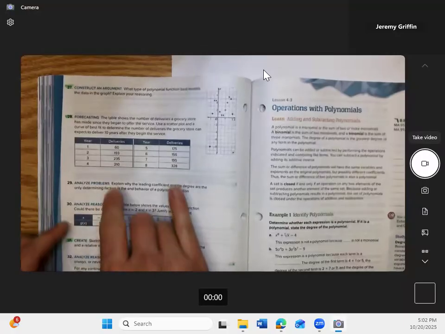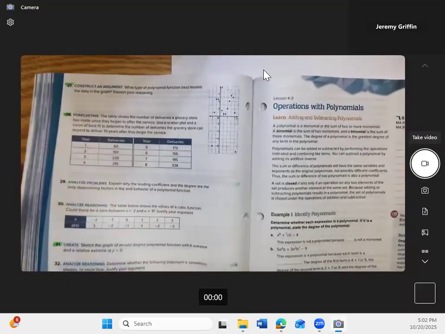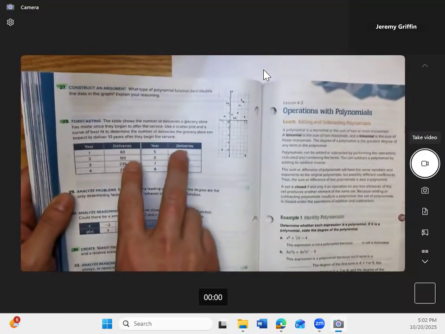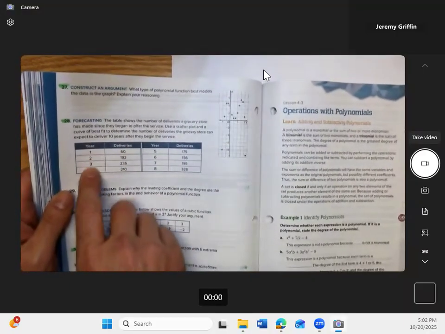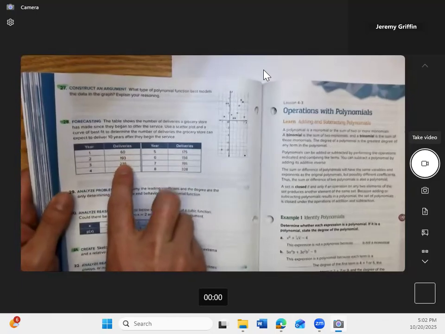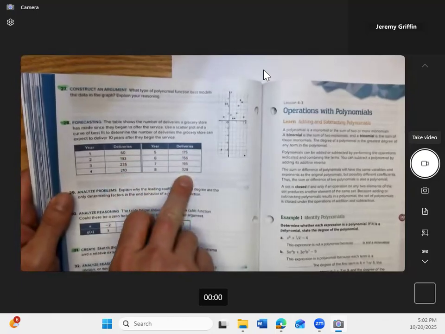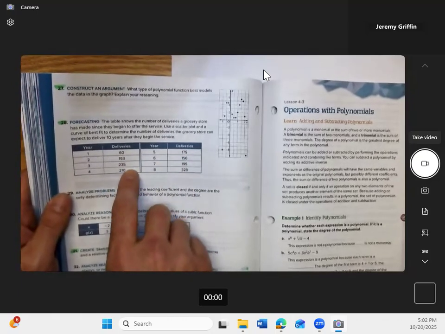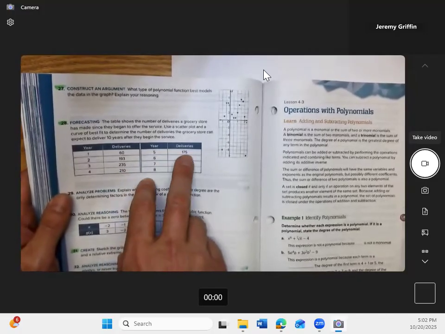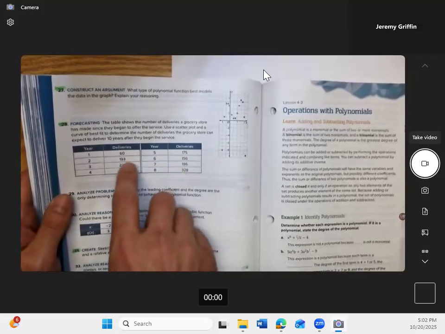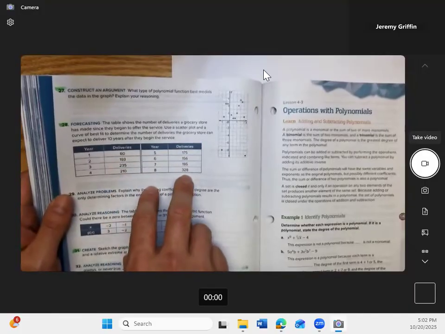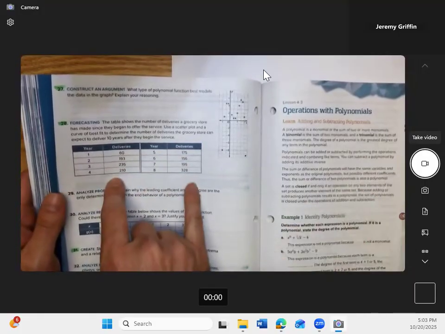See, forecasting. Table shows number of deliveries a grocery store has made since they began to offer service. So we got year one all the way to year eight. And the number of deliveries goes from 60 all the way up to over 300. Looks like it's steadily growing. Okay, it dips a little bit here, goes down a little bit, but then it kind of comes back up at the end. So it goes up, goes down, then comes back up. Now, I'm saying that verbally just by looking at the table data.